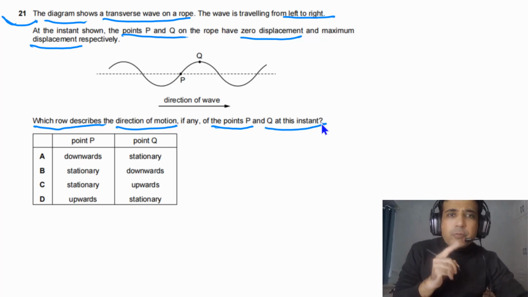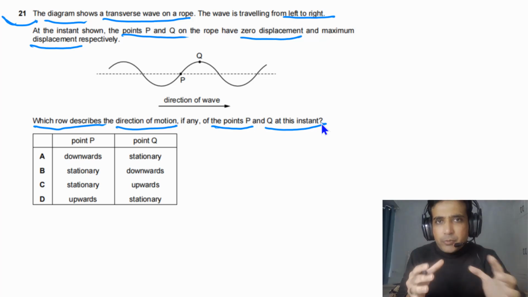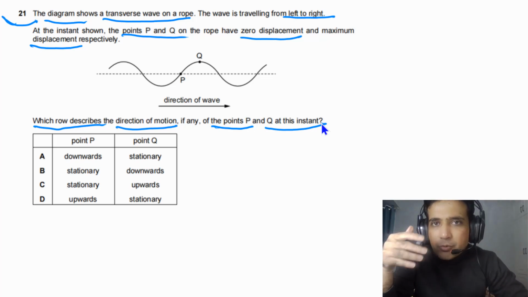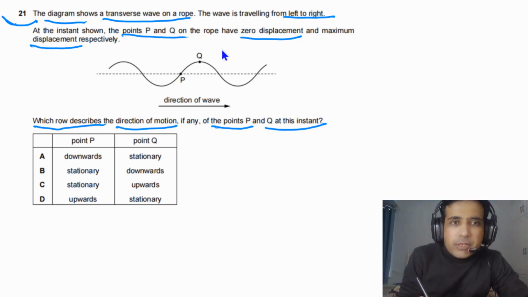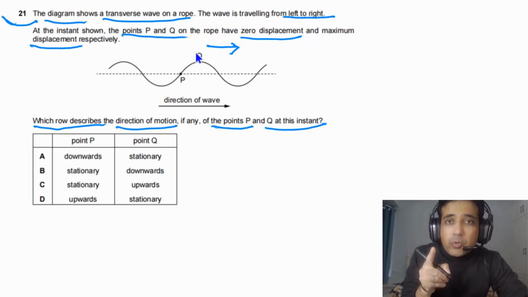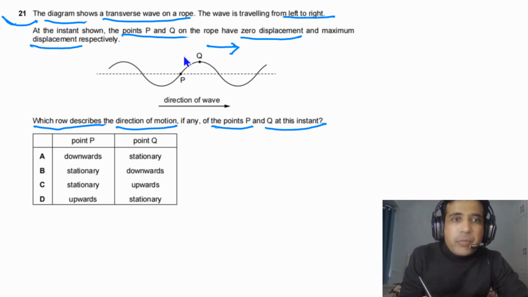Now, first of all, we need to understand this question. We can approach using a long method or using a shortcut, meaning a short method. The first thing you need to understand is that the wave is moving to the right, so these particles will follow the coming wave. This particle will go down and this particle also will go down, because this particle will follow this part of the wave, meaning the coming wave. So this particle will go down, and this particle will follow this part of the wave, which is the coming wave, so this particle also will go down.